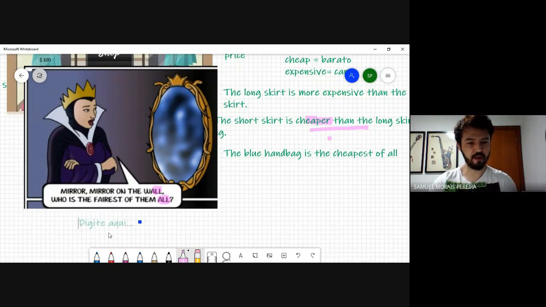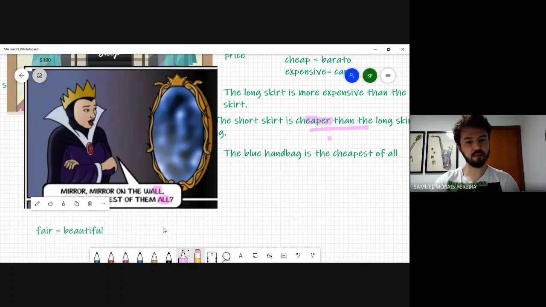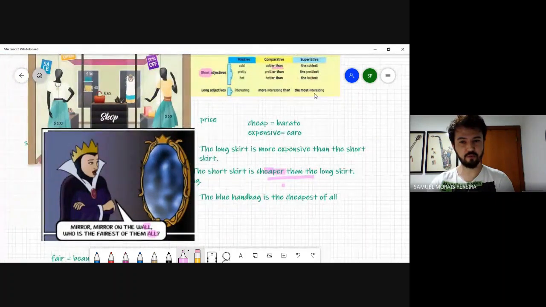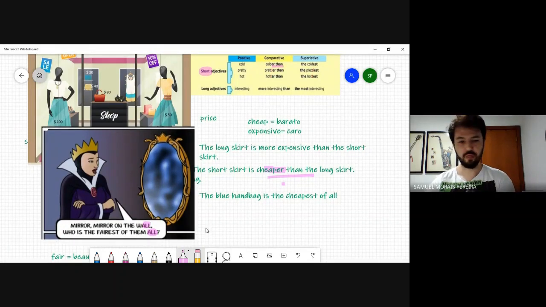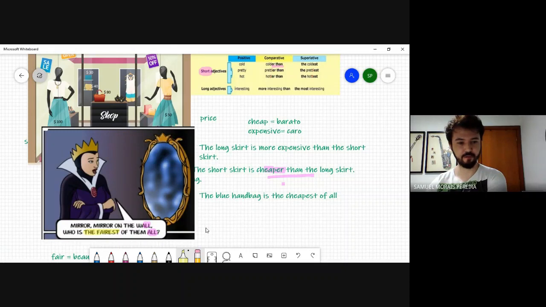Ó, fair, a palavra fair aqui significa beautiful. Tá bom? So, who is the fairest of them all? Ela quer saber de todas as meninas existentes no reino. De todas as meninas, todas elas. Quem é a mais bonita de todas? Tá vendo? Ela tá querendo saber sobre qual é o destaque que é feito. Então, por isso que a frase é feita no superlativo, ó. Who is the fairest? Como aqui é pequeno, tem que acrescentar est, ó. Who is the fairest of them all? So, pay attention to the use of the adjective fair in the superlative, ok? Superlative.